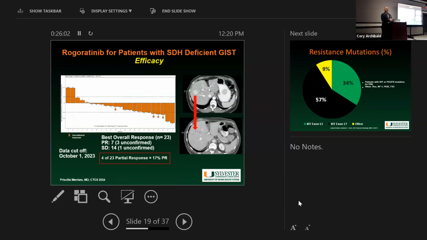In addition to temozolomide, there was some recent data from a trial we participated in with Priscilla Merriam and Suzanne George in SDH deficient GIST patients. And this is one of the patients on the study. On the right panel, you can see at the top of the arrow, a white enhancing area in the gray area of the liver, and then it almost goes away over time as you follow the arrow down to the bottom panel. And then again, we look at the waterfall plot, and most of the bars are going down, which means shrinkage of the tumors.